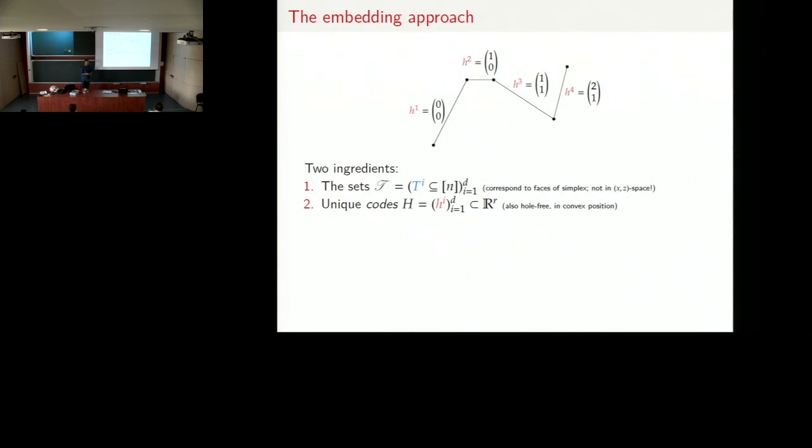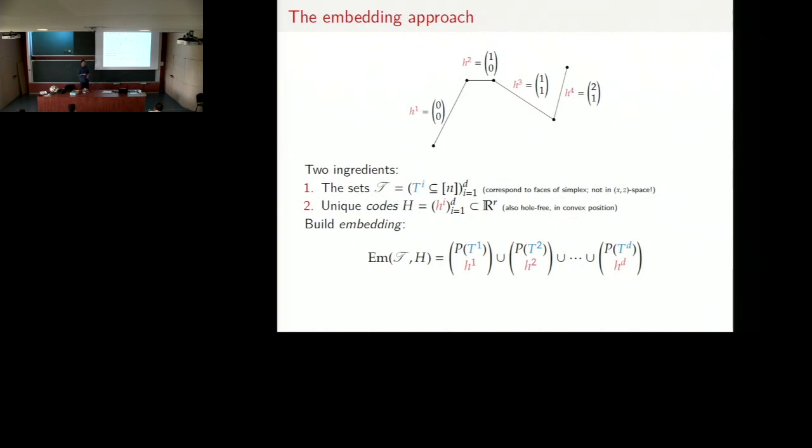And then the second ingredient is a set of codes, or just integer vectors. So I look at each segment and I just give it some distinct integer vector. And we're going to build what's called the embedding. Right? So what I do is I take each alternative, each segment, and I append the code to the end of it, and then I take the union over all of them. So I've somehow taken my original disjunctive constraint and embedded it in a higher dimensional space.